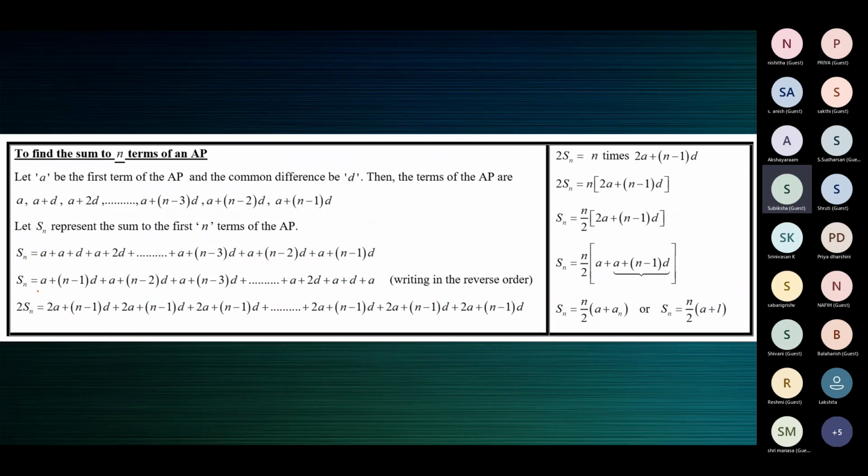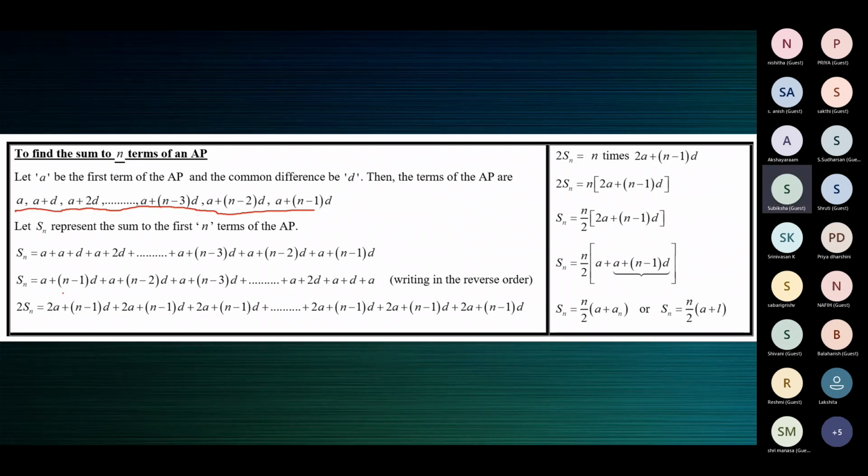So Sn can also be represented like this. If you have to find the sum of the first three natural numbers, you can do 1 plus 2 plus 3, or 3 plus 2 plus 1. Both results are the same. So here we write the sum to the first n terms in the reverse order: from behind, A plus (n minus 1) into D, plus A plus (n minus 2) into D, plus A plus (n minus 3) into D, and so on, plus A plus 2D, plus A plus D, plus A. Write the terms in the reverse order.